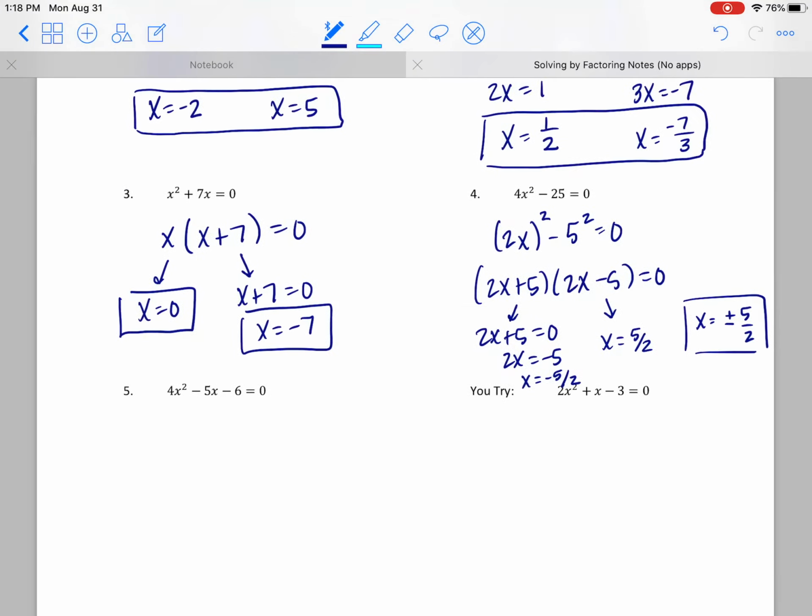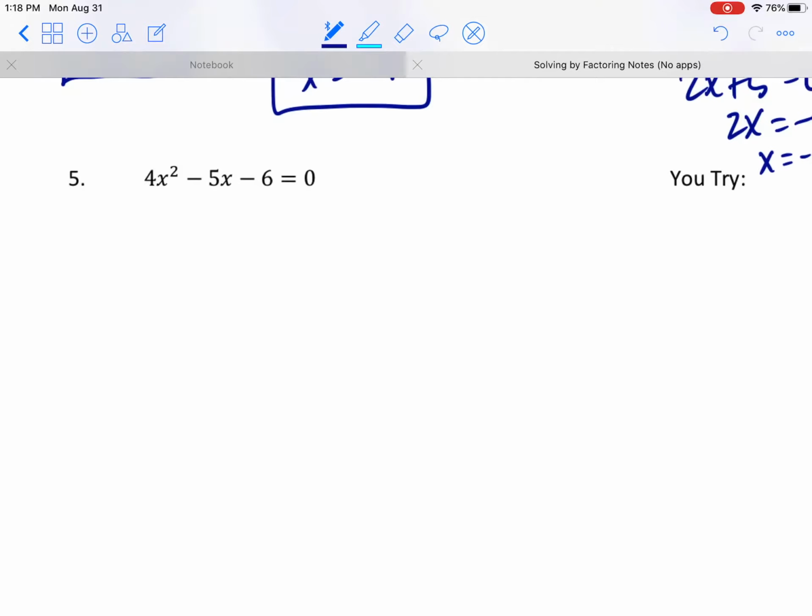Okay? Here, again, this is in order and equal to 0, so it's ready to be factored. There's no GCF. This time we have a trinomial, so we're going to attempt this using bottoms up. So 4 times negative 6 would be negative 24. And we need some factors that are going to add to negative 5. So in this case, we can use a negative 8 and a positive 3. So those are the two numbers that multiply to negative 24 and add to negative 5.